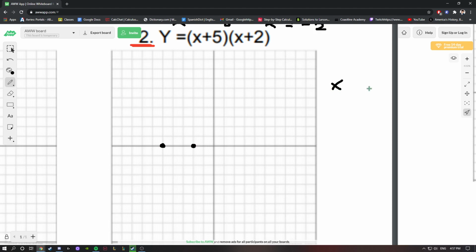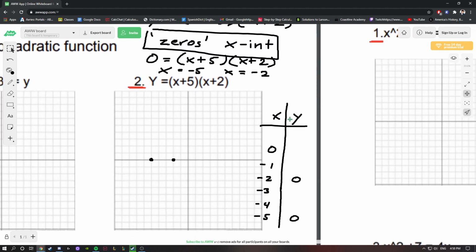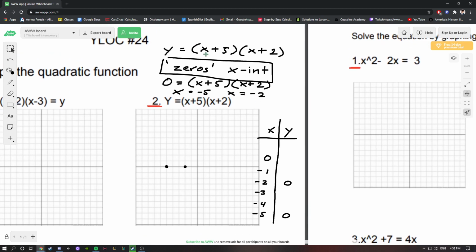And what you want to do to fill in the rest of the points is just make an XY chart. So we know that negative 5 is 0 and negative 2 is 0, so we could plug in values into our original equation. For example, we could plug in negative 4 into this equation, and I'll just do it in blue here. Negative 4 plus 5 times negative 4 plus 2. That will be negative 1 times negative 2, which is positive 2.